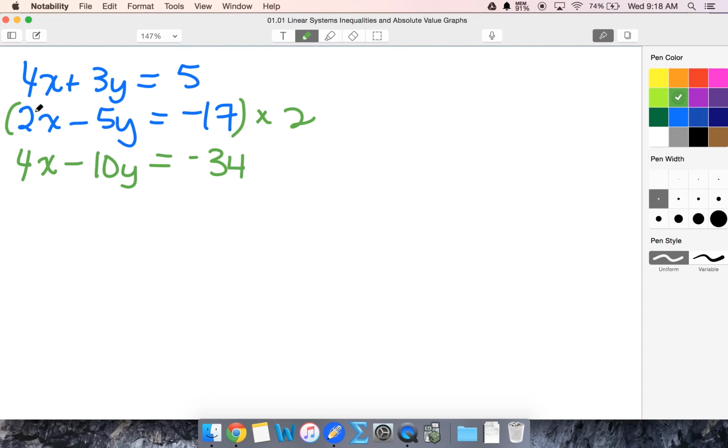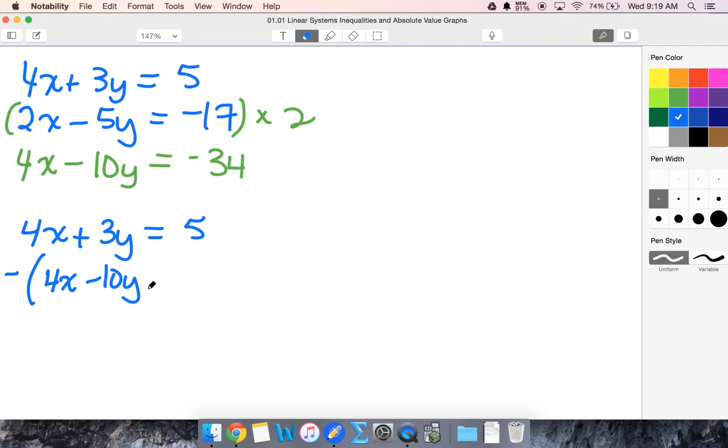And then I'm going to take this first equation and I'm going to subtract this entire equation. So now I'm going to take 4x plus 3y equals 5, and I'm going to subtract the entire equation, 4x minus 10y equals negative 34. Well, 4x subtract 4x, of course, eliminates. That's the whole purpose of this. So this cancels. Now I've got 3y minus negative 10y. Of course, that's like addition. So that's going to give me 13y.